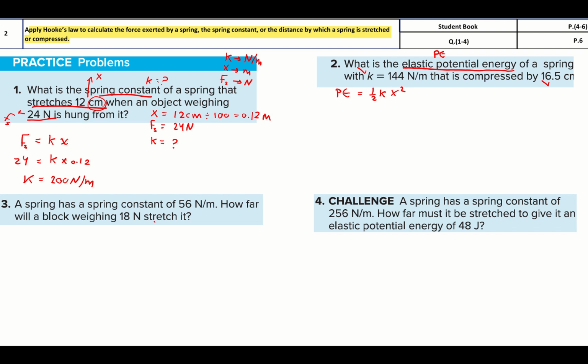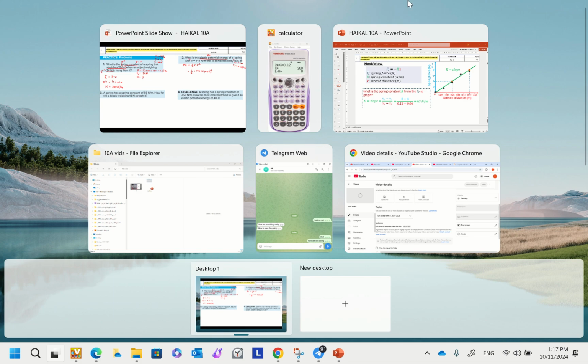So you can see that the stretch is in centimeters. You have to divide over 100 to turn it to meters. So x is equal to 16.5 divided by 100. That's 0.165 meters. Now using these two, I will substitute and find the potential energy. Half K is 144 and the stretch is 0.165. Don't forget squared.